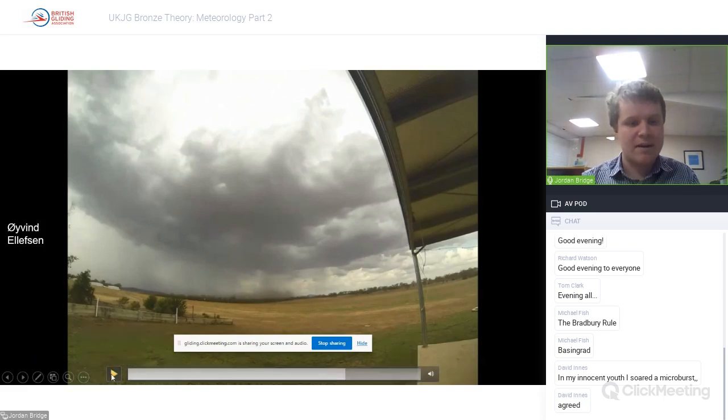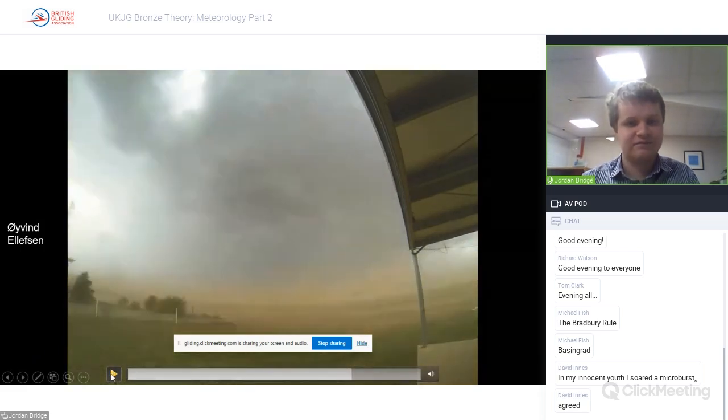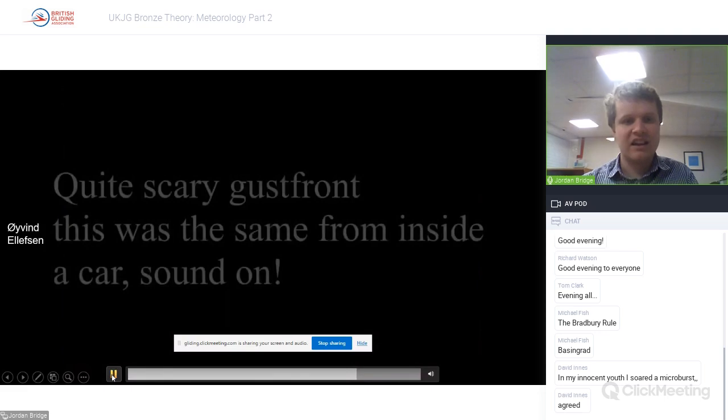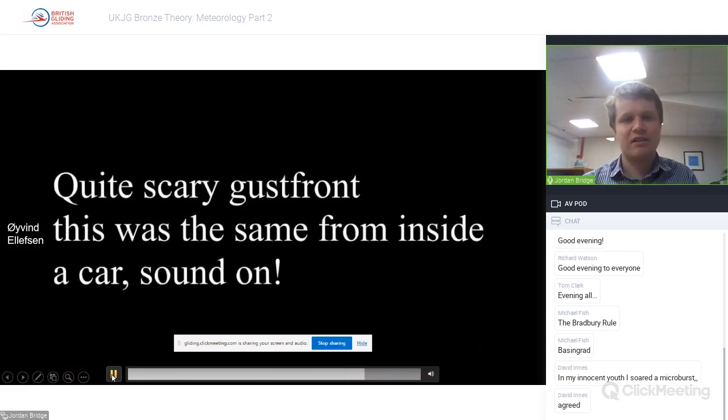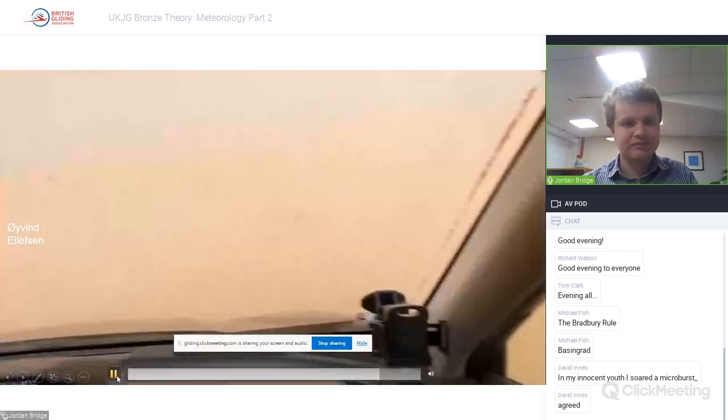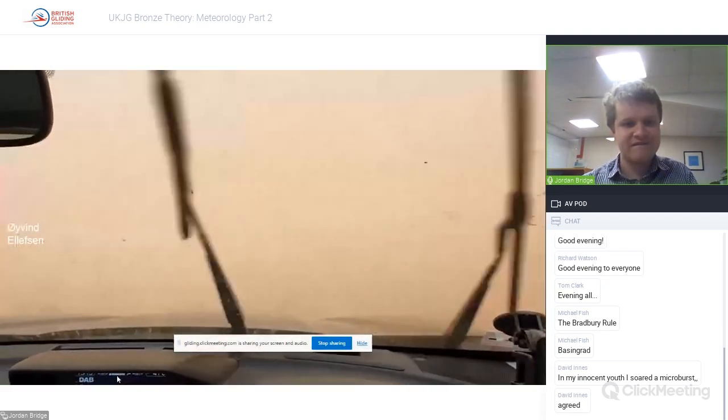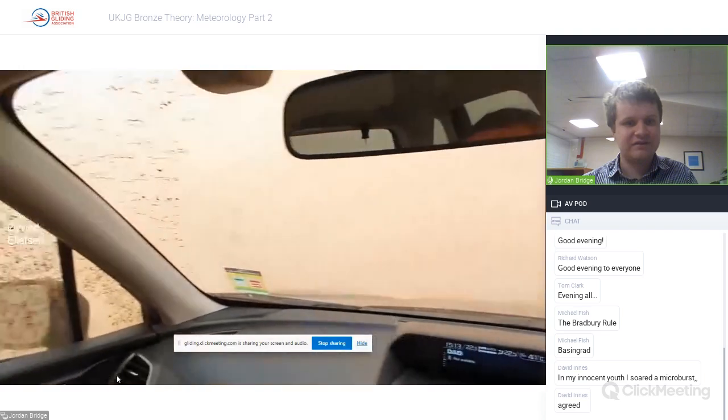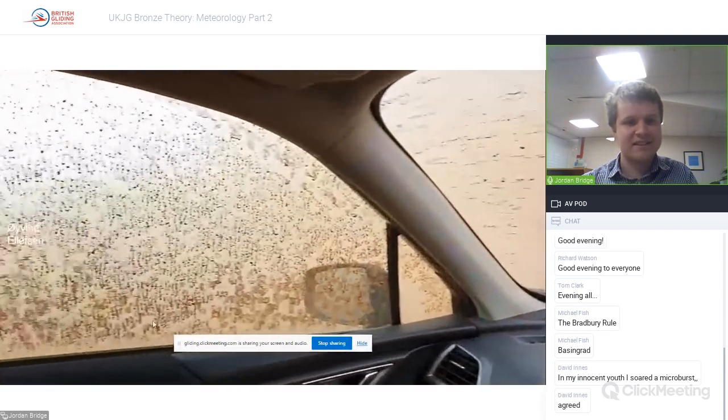Now, let's look what happens. Oh, look at that. There's been a microburst. Now, would we have seen that coming? Well, it's not the darkest thunderstorm I've seen in the world. And as you can see here, quite a scary gust front. Well, Australians are a bit desensitized to this. You look at that. Yeah, that's pretty serious.